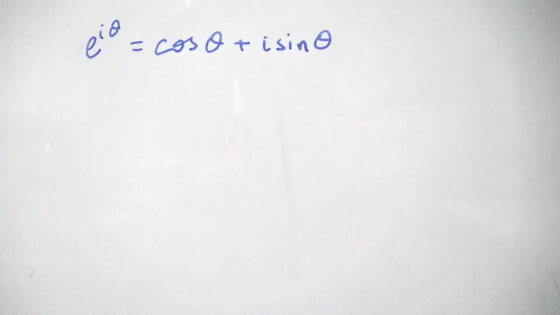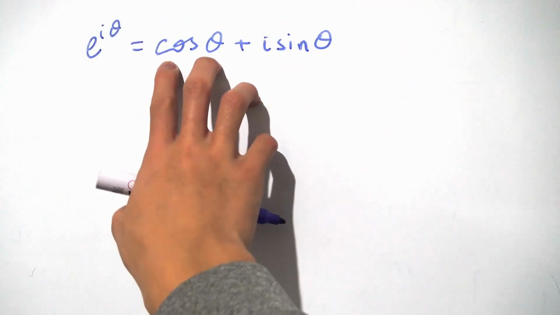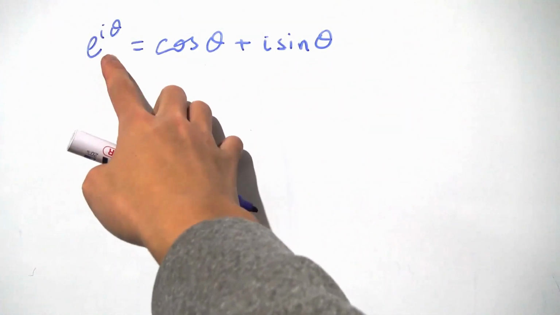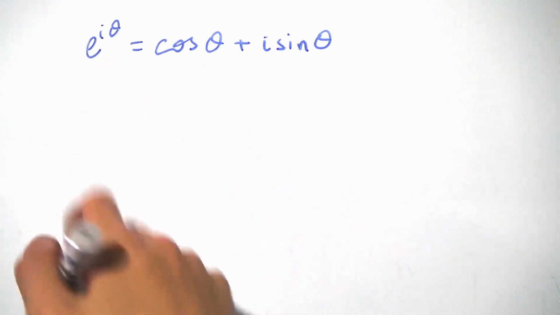Alright, hello everybody, and today we're going to be deriving the complex exponential definition of the cosine and the sine using Euler's formula right here. So we want to redefine cosine of theta as well as the sine as some kind of combination of exponentials, and here's how we're going to do it.